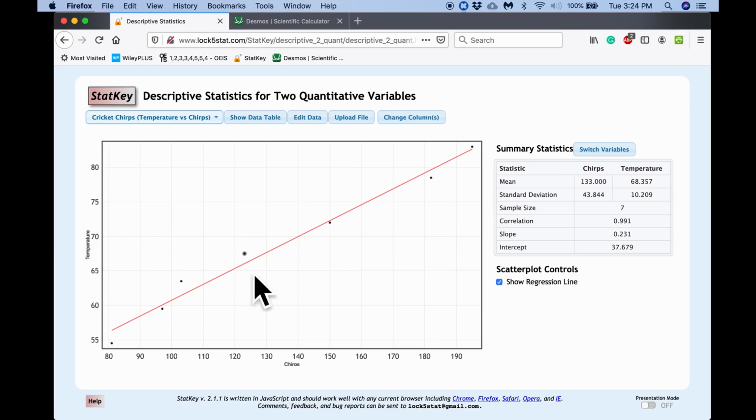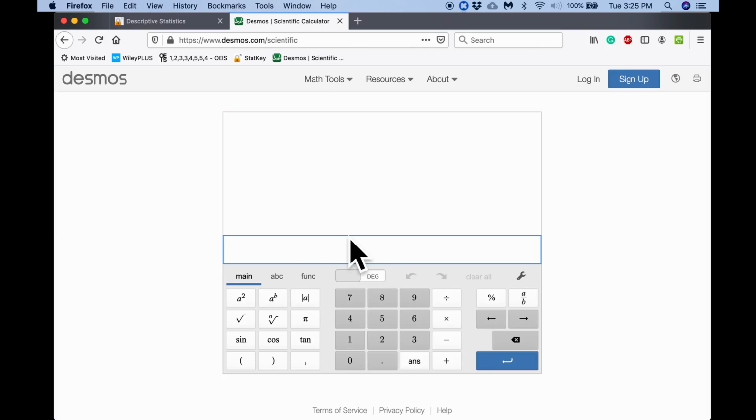So we have to imagine that we're going to be plugging 123 into our red line. It's going to give me a corresponding value of T hat, which is the temperature that the model would predict for 123 chirps. Let's get the value of T hat. Now remember, we're working with an input of 123 chirps, and our slope and our intercept are given by 0.231 and 37.679. So let's go over to the scientific calculator here.